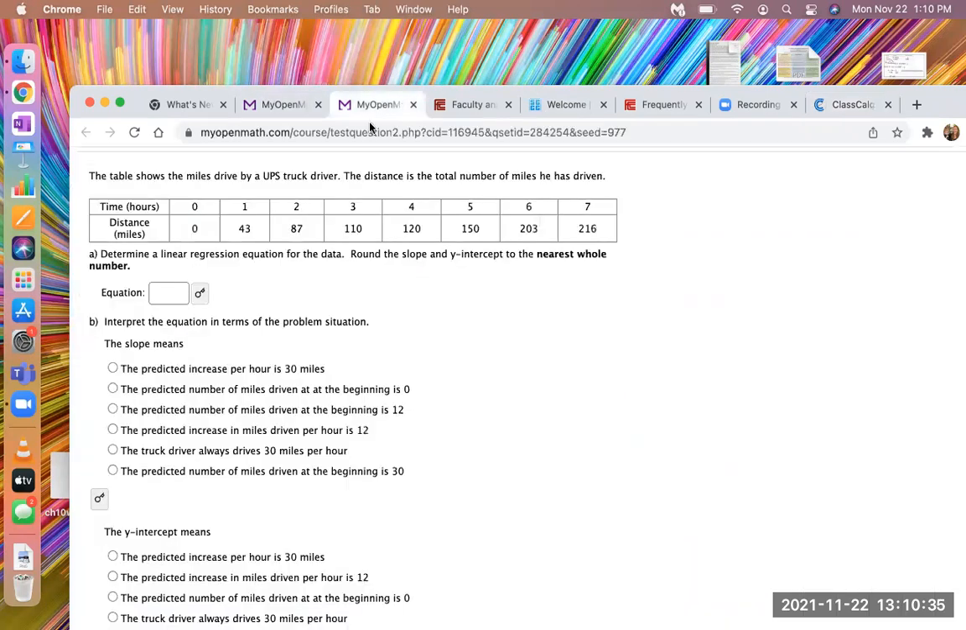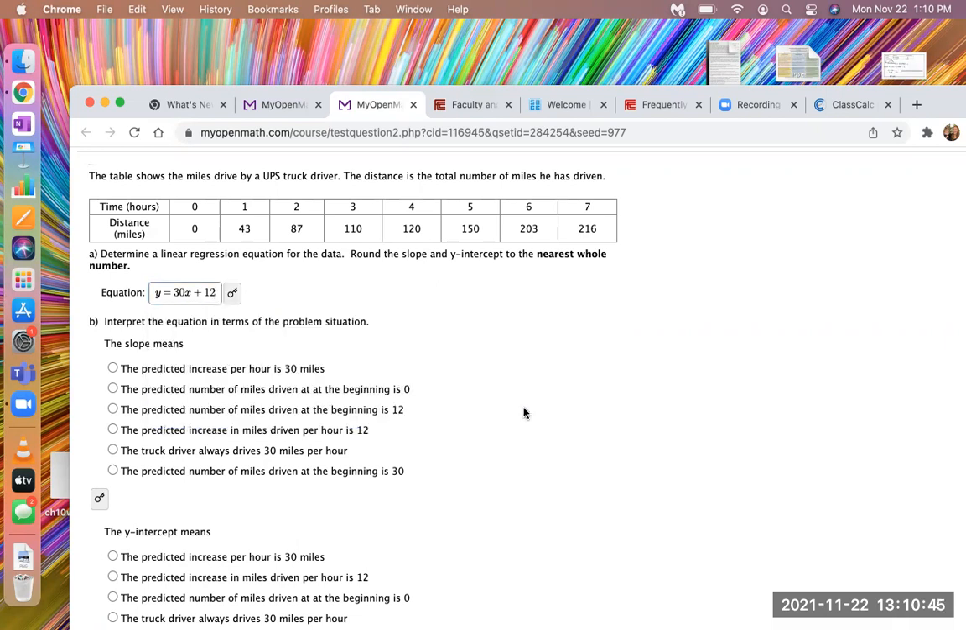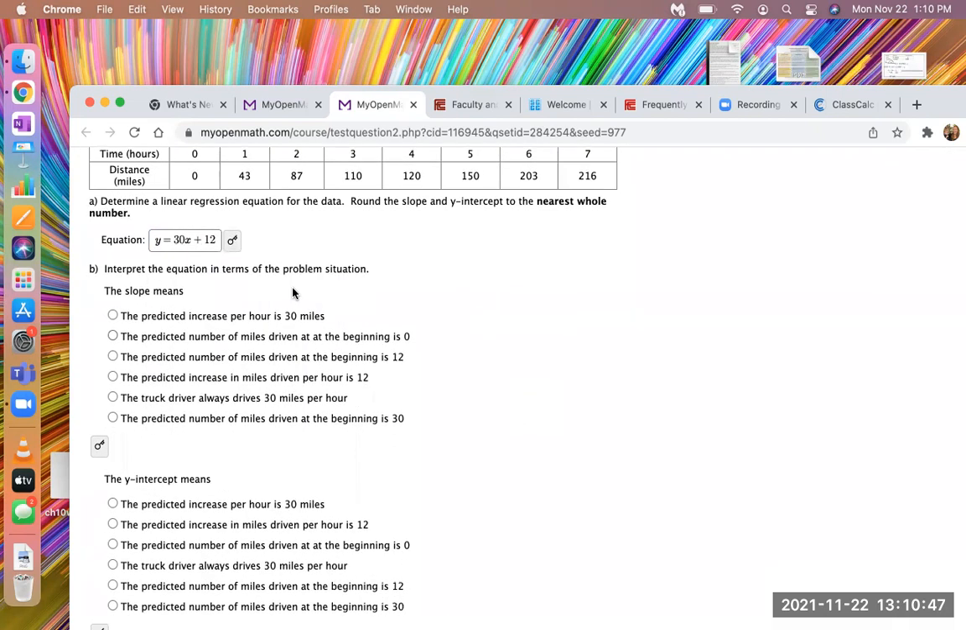So let me input this. I'm going to say y equals 30x plus 12. And there we go. Let's double check that that's exactly the answer that they got. That looks good.